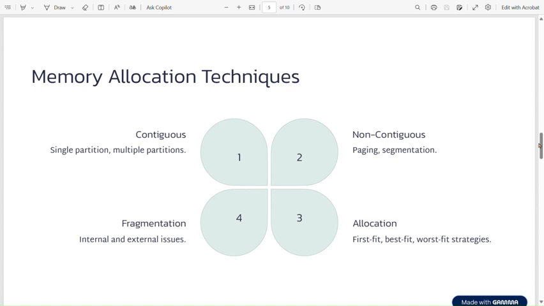Memory is divided into fixed size pages and frames. It is paging, and segmentation means memory is divided into variable sized segments based on logical divisions, for example, code, data. Then dynamic partitioning. Memory is allocated in dynamically sized partitions based on process needs. Dynamic partitioning reduces fragmentation but may cause fragmentation over time.